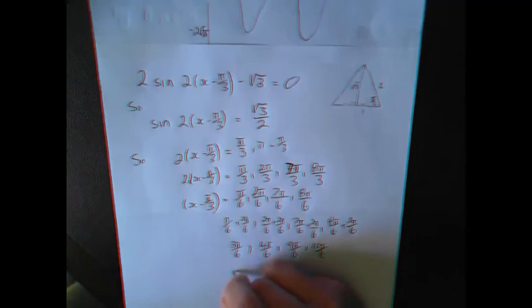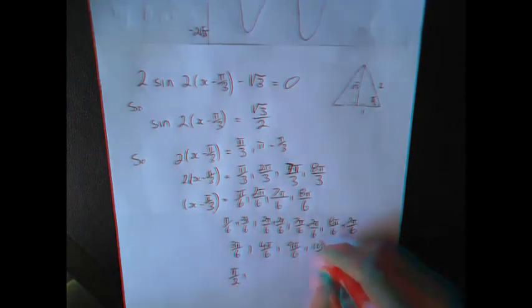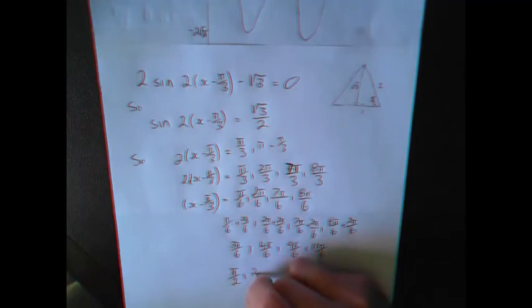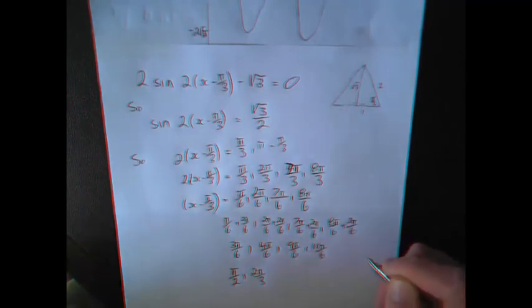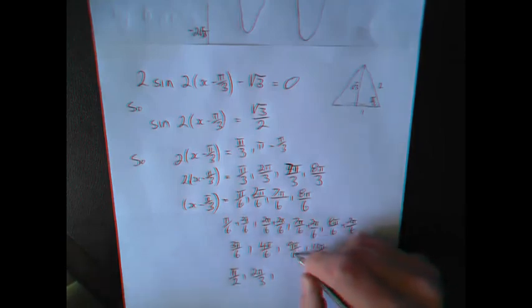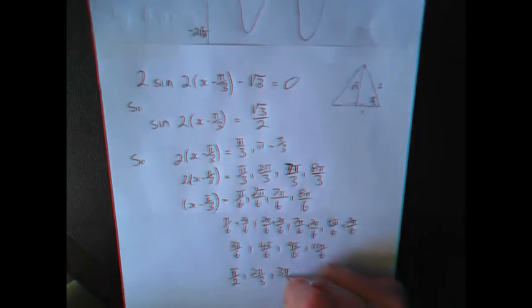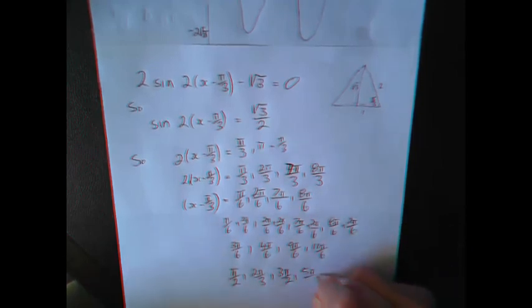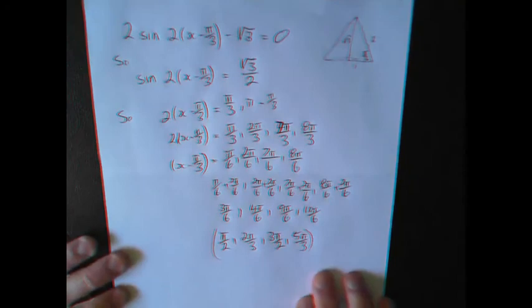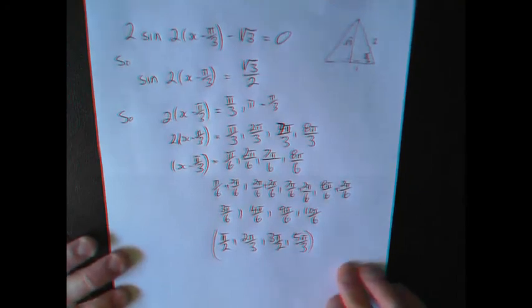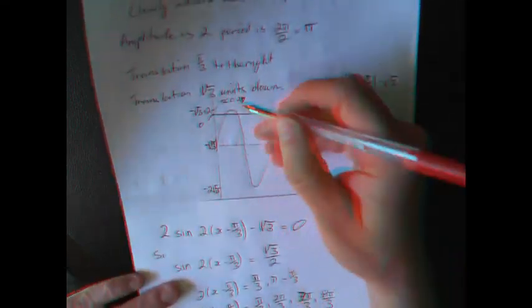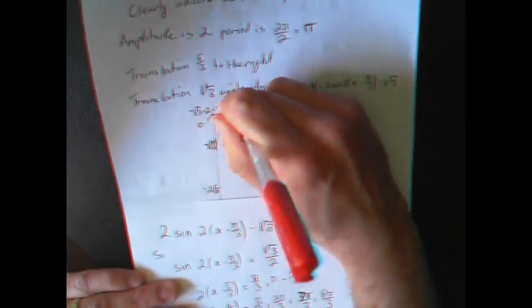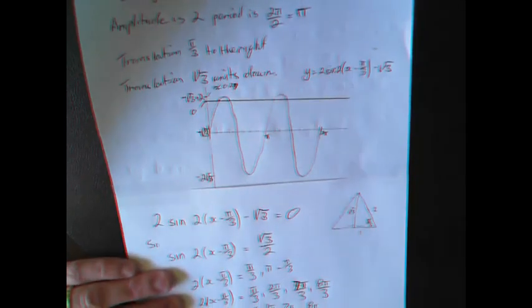When we simplify these fractions, this is pi on 2. This is 2 pi on 3. This is 3 pi on 2. Okay, and this is 5 pi on 3. So we got there in the end. These are the 4 solutions to this graph up here. So these are the x-coordinates of these points. That one, that one, that one, and that one. Okay, so we've done it. We got there in the end.